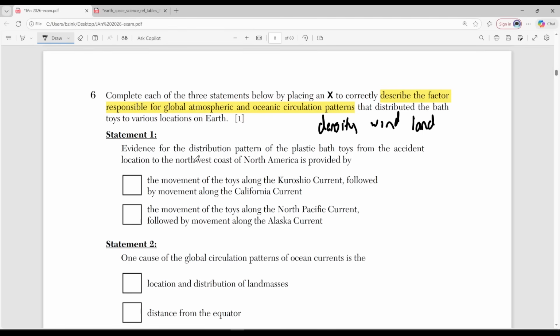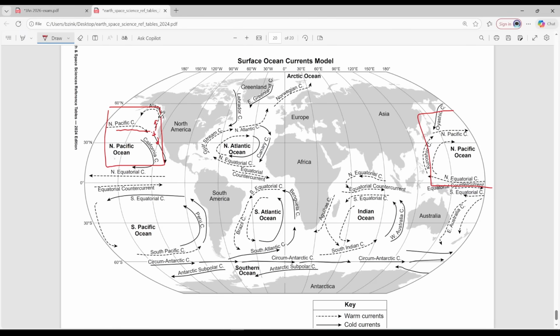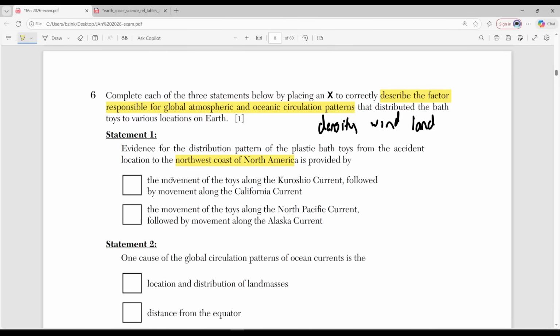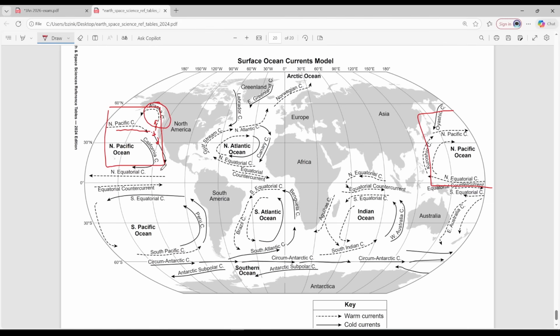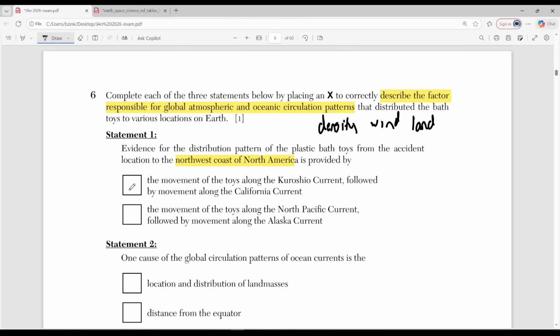So let's see. Evidence for the distribution pattern of the plastic bat toys from the accident location to the northwest coast. Okay, so see exactly what we thought. So, whoops. I don't want to highlight all that. So we're going to say the northwest coast of North America. So we're just going to go here and we're going to look. Look, northwest coast, that's the Alaska current. Let's see, the movement of the toys along the Kuroshio current followed by California. So Kuroshio here to California is there. So that's not right. So it's obviously the Alaska one. So that's easy.